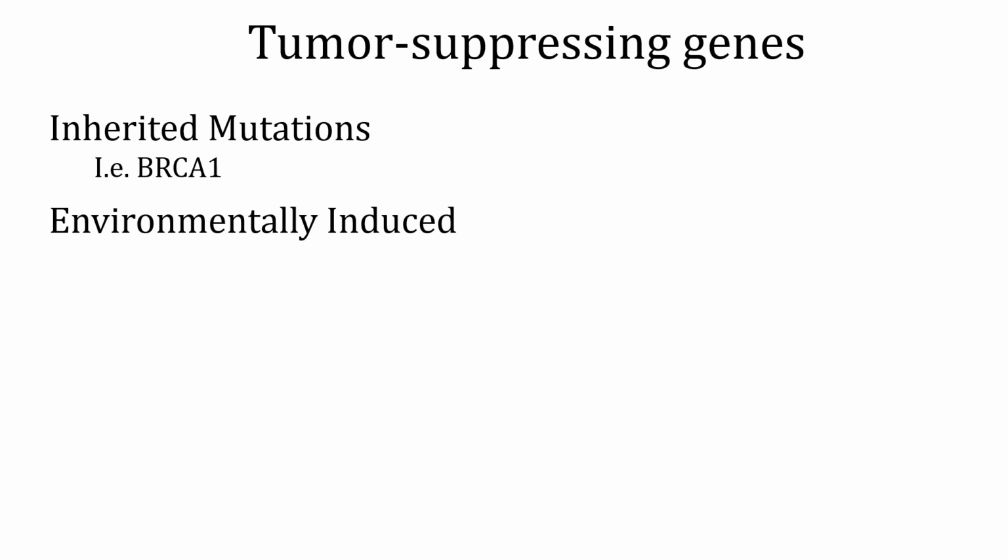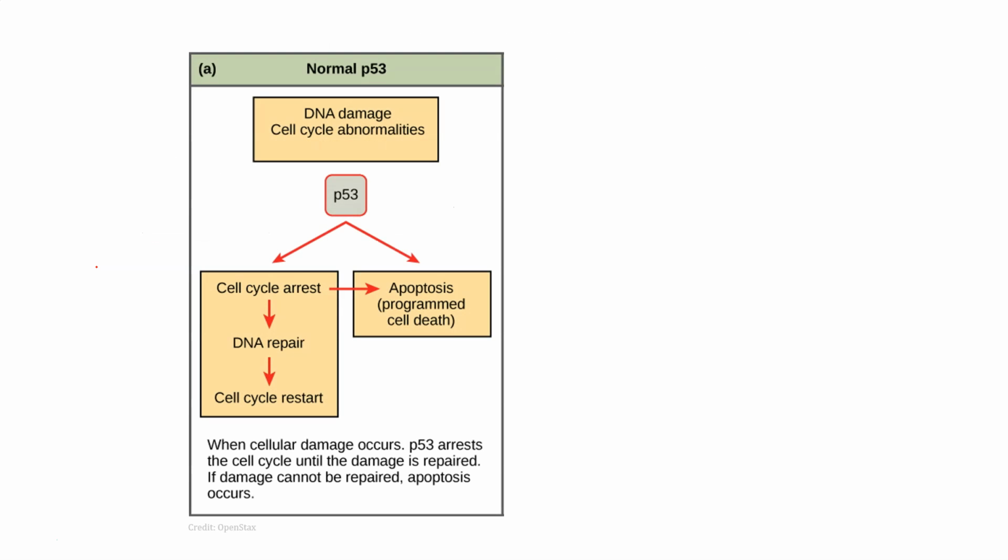A pretty common tumor suppressor gene mentioned in this respect is the P53 gene, which codes for the P53 protein. And just to give you an illustration again of how this works, if there is DNA damage and there are cell cycle abnormalities, this particular protein should detect those. And then there are two options. First, it will just stop the cell cycle. It will just freeze it. And if the DNA can be repaired, it will be. And then if it is repaired, the cell cycle can restart.